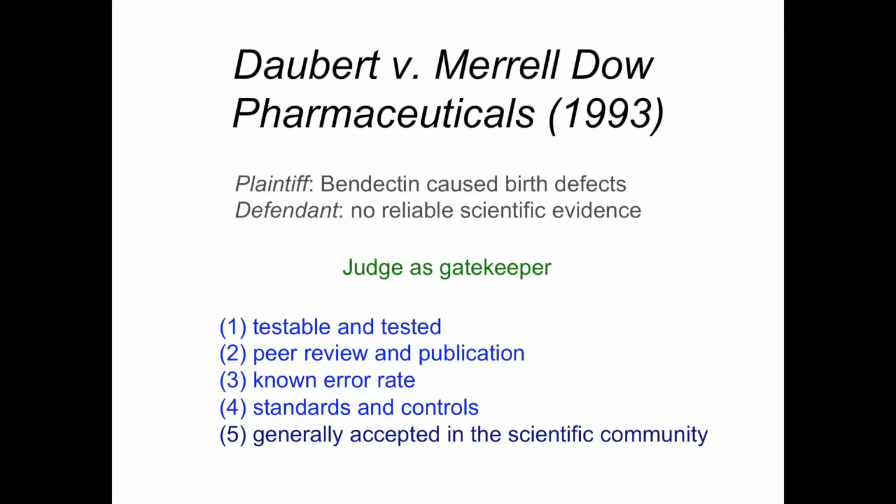Number 2, there should be peer review and publication. Number 3, a known error rate. And number 4, standards and controls for how these methods are used. Not every criterion has to be met, but these are guidelines, and often many or most of these are met before evidence is introduced. And in Frye states, the last one, general acceptance, is the main thing.